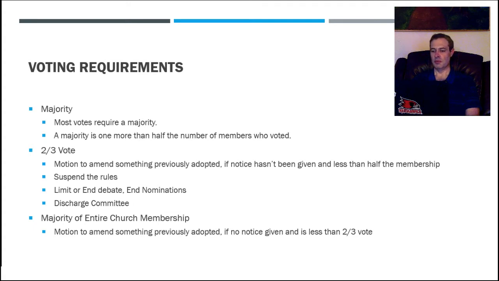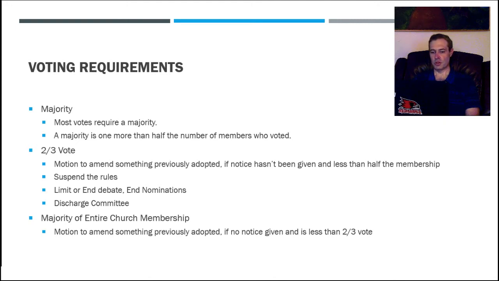A lot of times you're not going to have even half the membership there, especially in a church, so you would generally go with the 2/3 vote for the motion to amend something previously adopted.